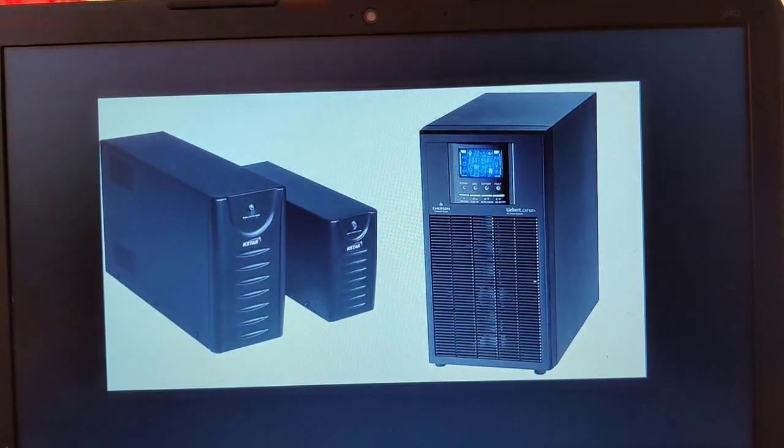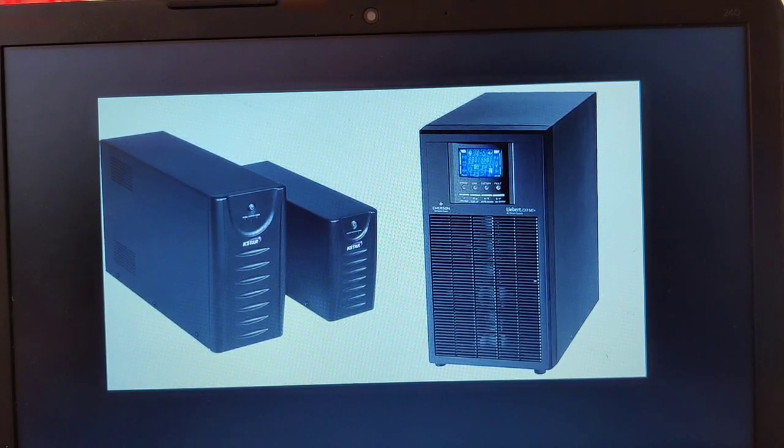Then we discussed something known as UPS, uninterruptible power supply. The definition is very important. UPS is a kind of power supply that includes a battery to maintain the power in the event of power failure. In the case of UPS, we have two types: one is the online UPS, the other is the offline UPS.